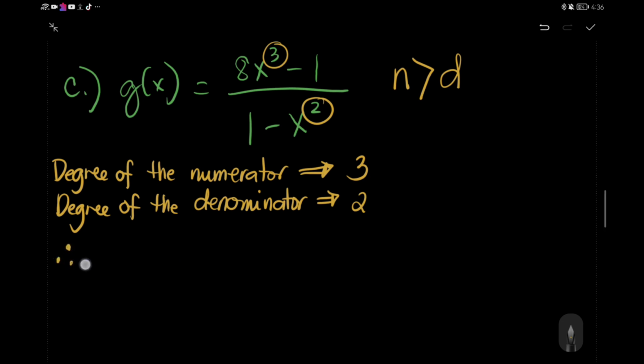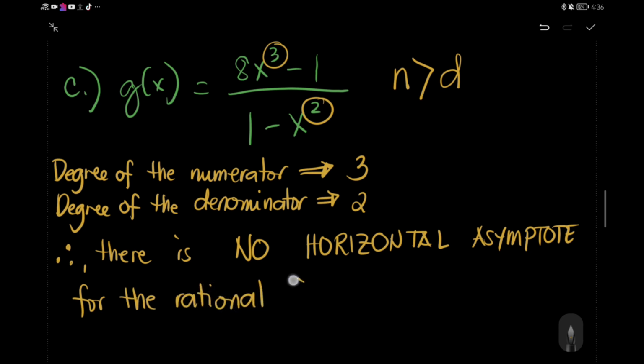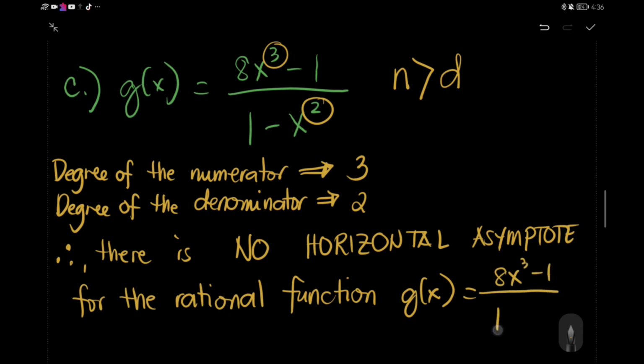that there is no horizontal asymptote for the rational function g of x is equal to 8x cubed minus 1 over 1 minus x squared.